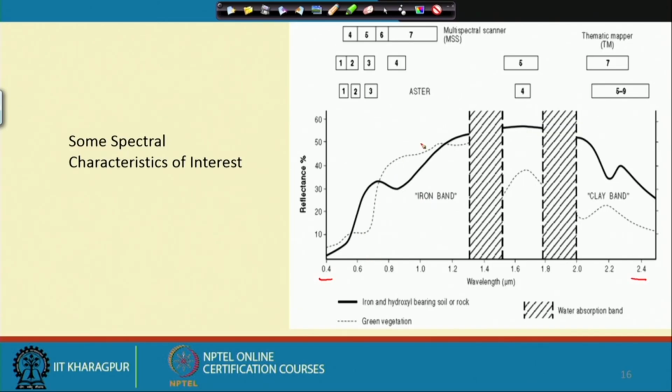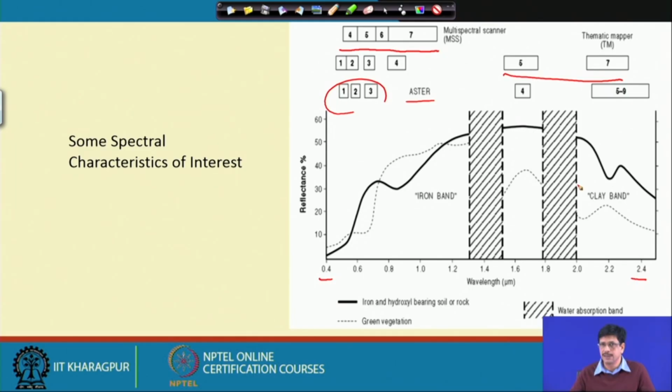So, these kind of spectra are going to give us the idea, and here for our quick reference, we have also given the spectral ranges of multispectral scanner, the thematic mapper, and ASTER wavelengths. So, as it looks like that any particular material like an iron and hydroxyl bearing soil or rock has its own characteristic spectra, which will also be the same when this object is actually reflecting the earth's electromagnetic energy, and the reflected wave is being received by a satellite spectrometer.